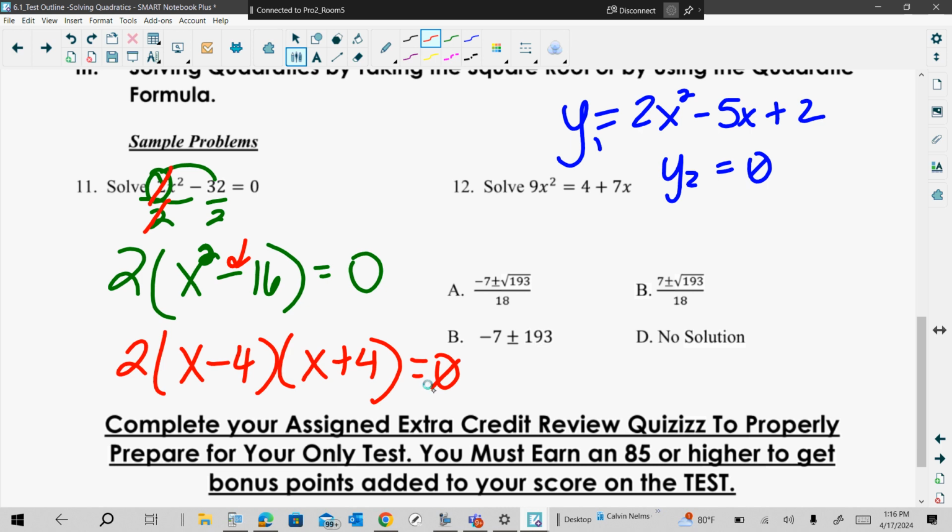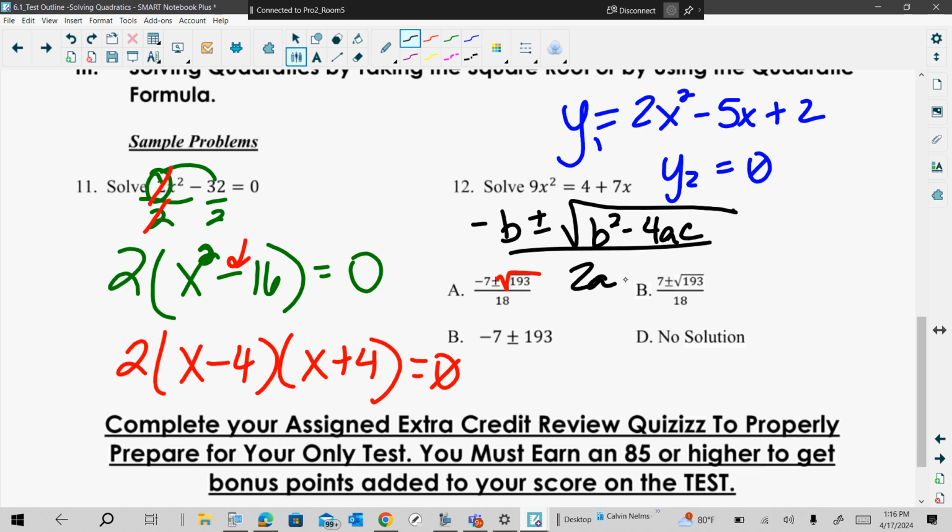On number 12, there's a hint to what you should be doing, because anytime I have a radical symbol in the answer choice, that is the quadratic formula, which says negative b plus or minus the square root. Y'all remember that yesterday? Anytime I see the square root, I should be using the quadratic formula to get to a solution. So this would be b squared minus 4ac all over 2a. But the problem is this is not in standard form. So you have to make it into standard form.